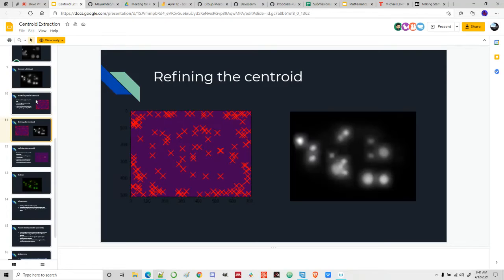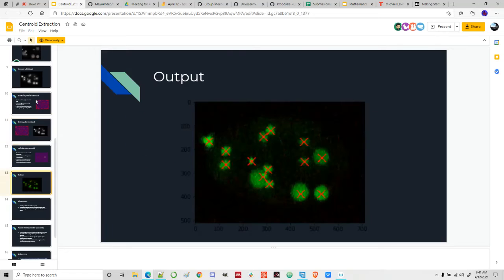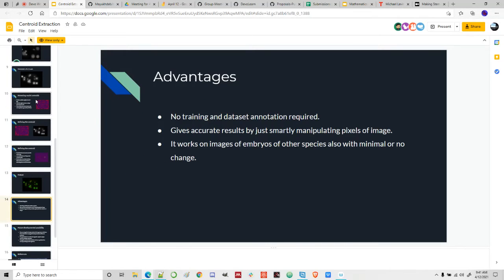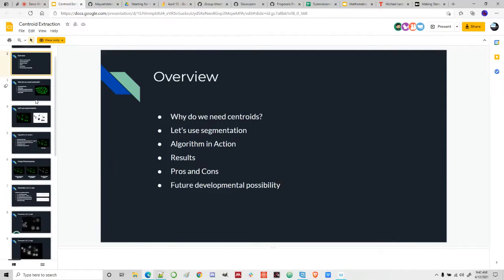If you're looking through them, put the slides in the chat. He's talking about refining the centroid, so he's done a lot of work on that. This says no training or dataset annotation required. It gives accurate results by manipulating pixels of the image, and it works on images of embryos of other species with minimal or no change. So this looks like an interesting algorithm.